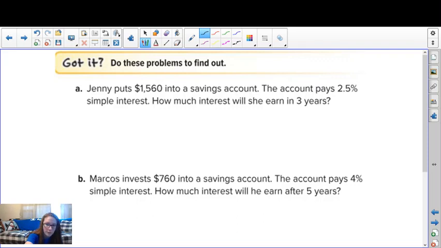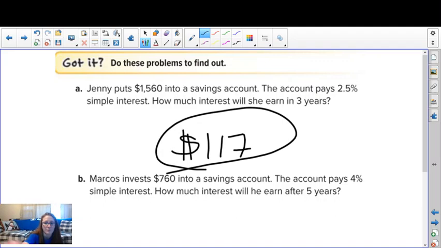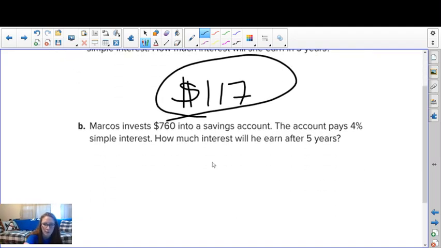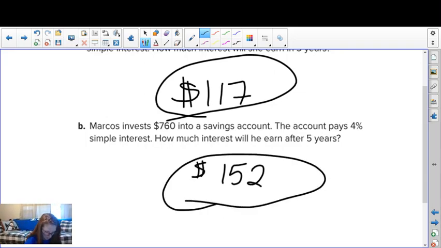So this should give you $117 after 3 years, and this one should give you $152 after 5 years.